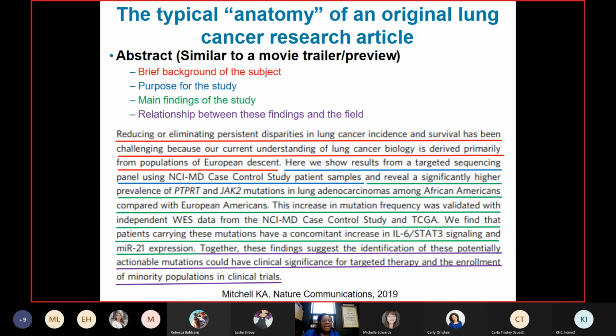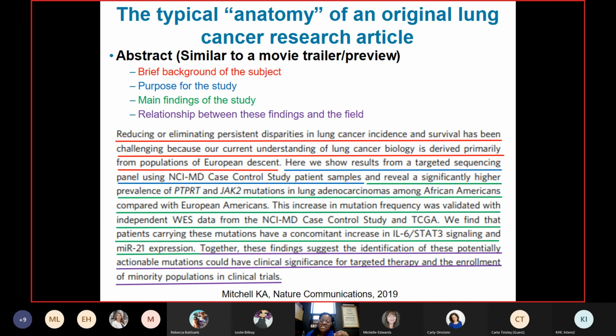So next, you have an abstract. Right. So I like to think about the abstract as a movie trailer or a preview. Right? It's telling you what is to come. So a lot of times, if the abstract is not well written, people will abandon that particular lung cancer research article because it's not clear if you should invest the time into delving further into that particular topic.